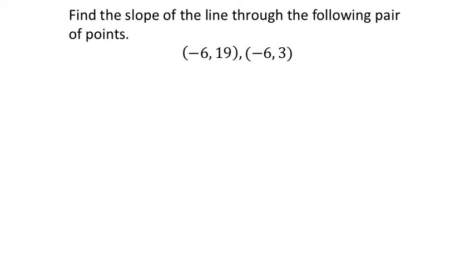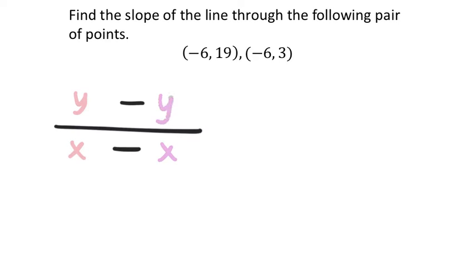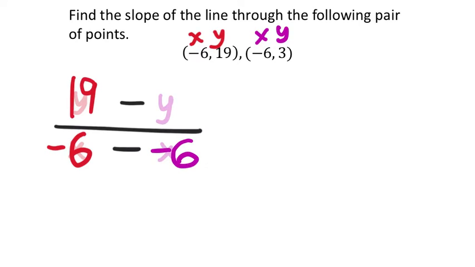All right, let's do this one together. So yeah, set up your slope formula. Remember, with a fraction line and 2 subtraction signs. And we've got x's in the denominators, y's in the numerators, for both ordered pairs. So I see my first ordered pair, x here will be negative 6. Its corresponding y value is 19. So negative 6 in the denominator, 19 in the numerator. Same with the second ordered pair, x here is negative 6, so negative 6. And its corresponding y value is 3. That goes in the numerator.